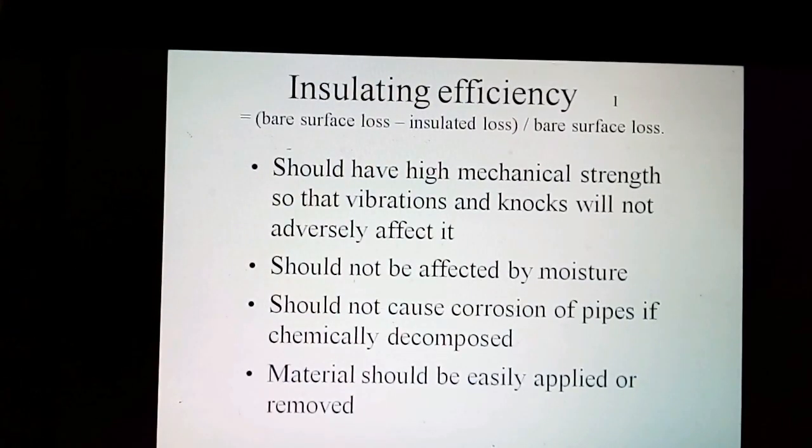Insulating efficiency is evident by the surface loss. It should have high mechanical strength so that vibrations and knocks will not adversely affect it. It should not be affected by moisture. It should not cause corrosion of pipes if chemically decomposed. The material should be easily applied or removed.